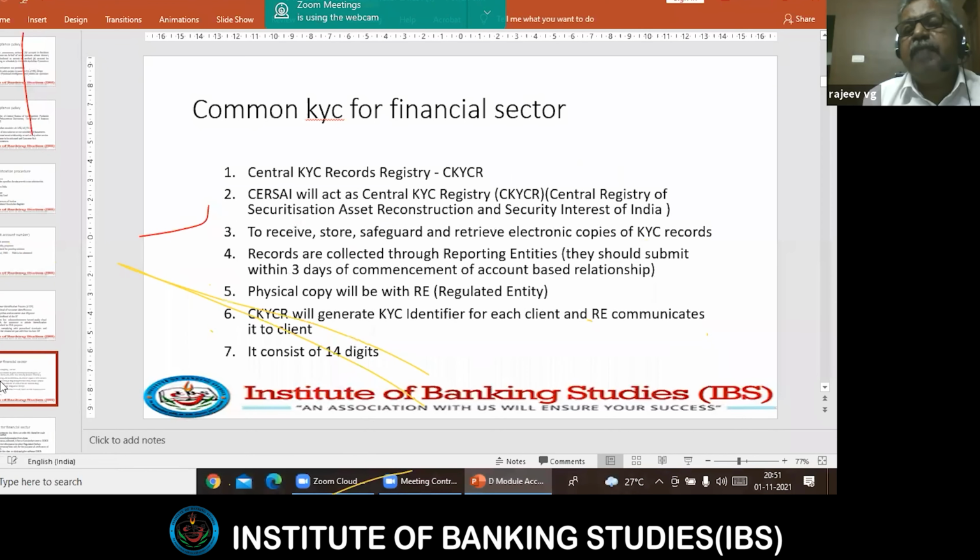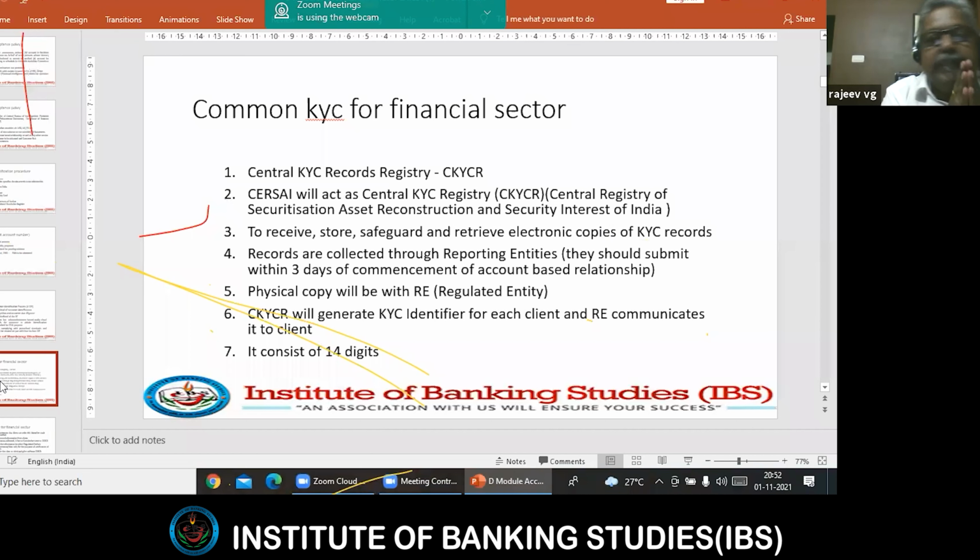And common KYC for financial sector. This is one new thing, or we cannot say it is totally new. It is there already, for the entire financial sector, what is known as the Central KYC registry. They have come out with a Central KYC registry where the KYC information of the customers will be kept centrally. For the purpose of keeping these KYC records of the customers of various institutions, a registry has been authorized.